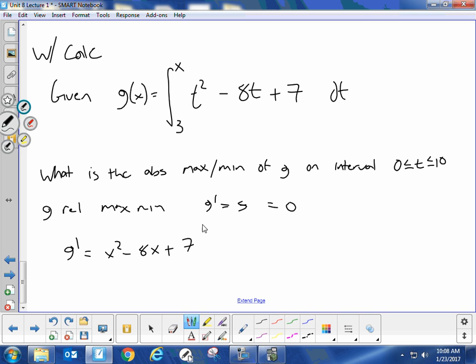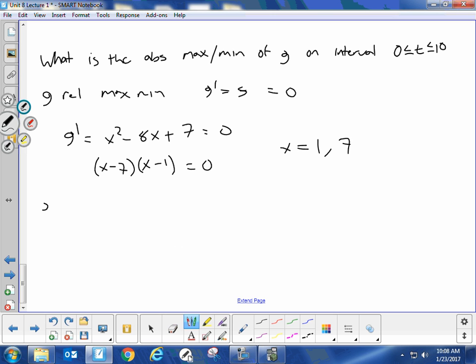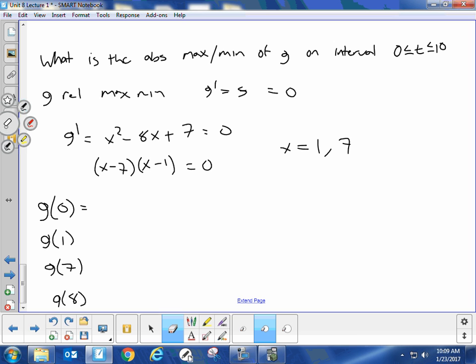Well, this is G. G prime would just be this with x's in it. When will that equal 0? Well, you could factor it. x minus 7, x minus 1 to get possible locations, 1 and 7. Well, now I can just find G of 0, G of 1, G of 7, and G of 10 and compare. 10, sorry. I went to 10.